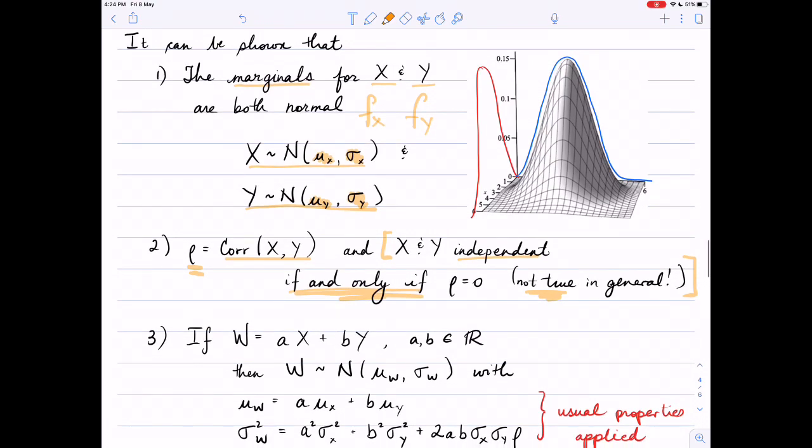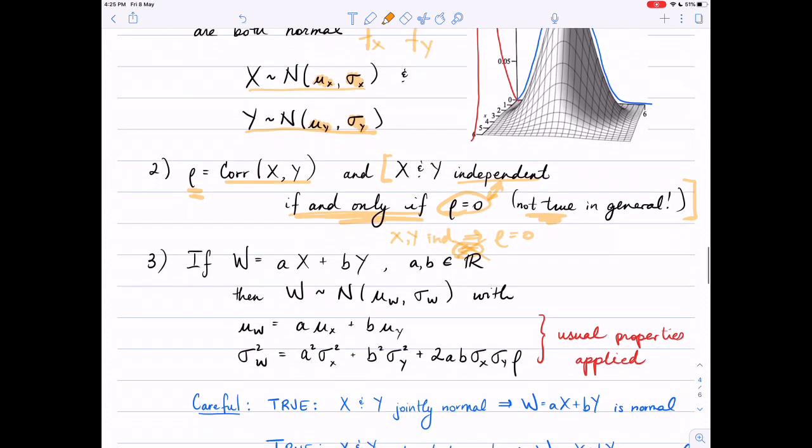Our normal direction is X and Y are independent, tells us that rho is 0, but not the other way around, right? The other way around is not true in general. For the bivariate normal, for jointly normal variables, it is true in both directions. Uncorrelated and independent for jointly normal are equivalent. They are equivalent. Next, linear combinations.